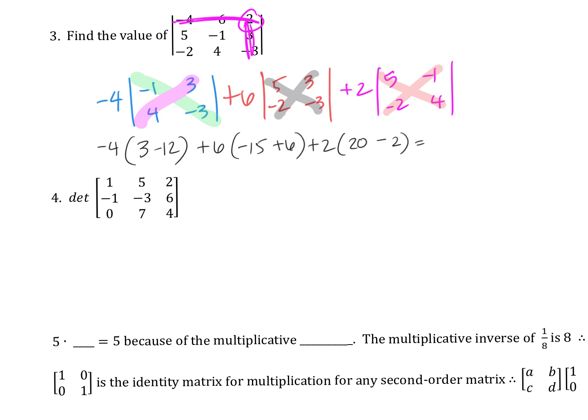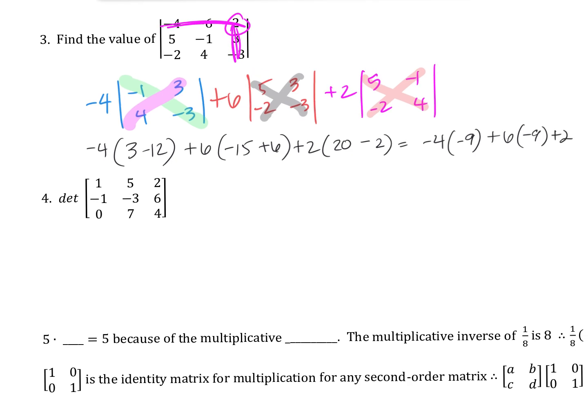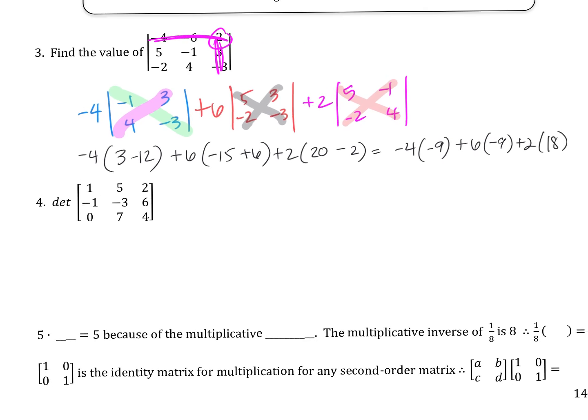Tucker's got his calculator out. That's fine too. We got a -4 times a -9 and a 6 times another -9 and a 2 times a 18. And we could totally use our calculator. 36 minus 54 plus 36. Wait, how'd you get the numbers over there? Yes, good call. I just simplified my 3 minus 12, and then my -15 plus 6, and my 20 minus 2.